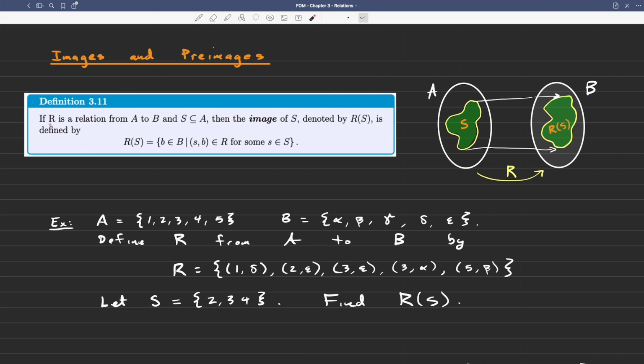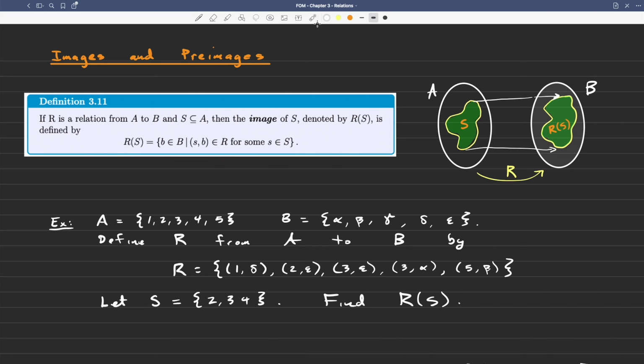So the setup is again, we have a relation R that goes from A to B, but this time we have a subset of A that we're calling S. I've depicted that over here on the left bubble. So you have the set A and then some subset S inside there. Then the image of S, which we denote by R of S because R is the relation in question here, is this set. And the interpretation of this set is it's the set of second components that live in big B that are paired up with some element that's in big S.